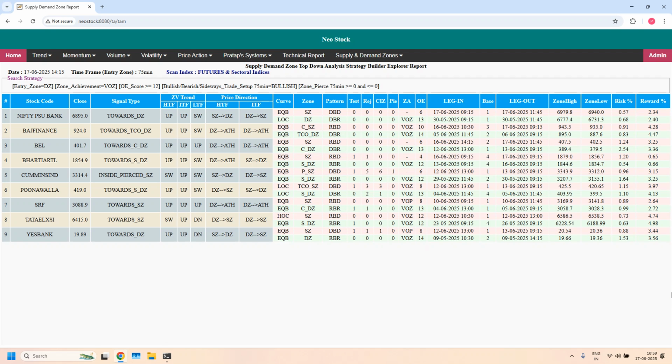Bullish trade setup for weekly income trade. Entry time frame zones are 75 minutes demand zones. All these are 75 minutes demand zones. So total we got 9 stocks. Out of these 9 75 minutes demand zones, how many are having more high probability to get success? That we can identify based on this zone confluence.